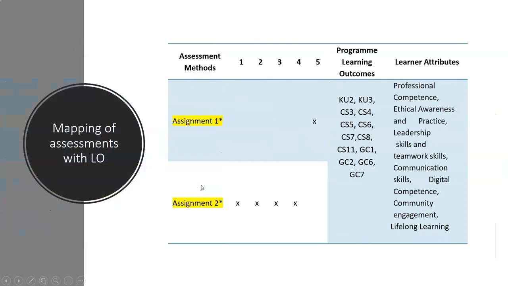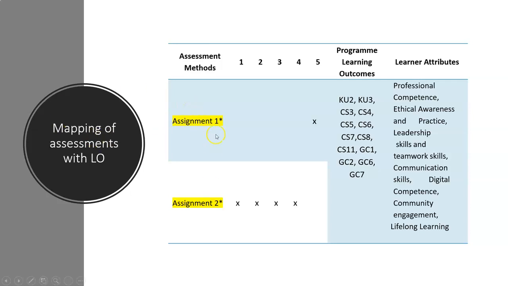Okay, what is this mapping of assessments with the learning outcomes? Initially I told you there are five learning outcomes, no? So what is the relationship between these learning outcomes and the assessment? How am I going to assess? The learning outcomes are the deliverables, the outcomes that you are going to achieve when you complete this module. That has to be assessed to give you the credit for this module.